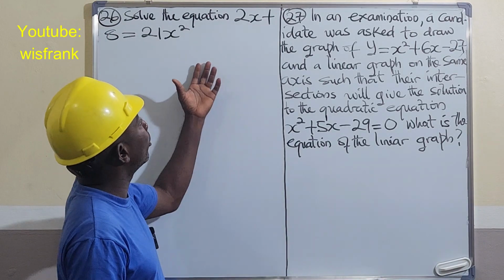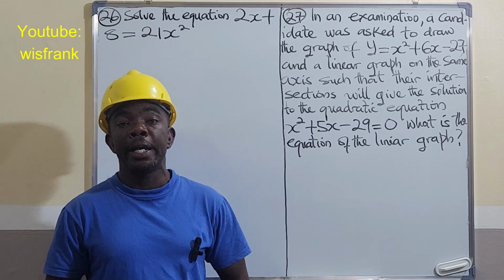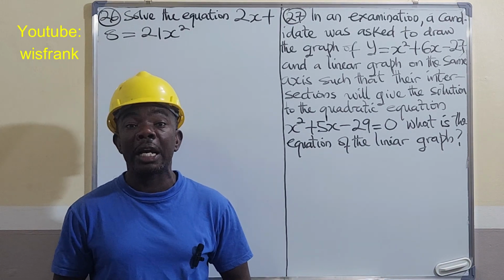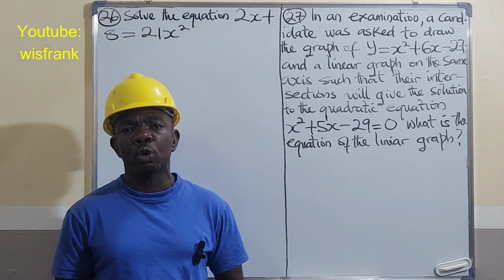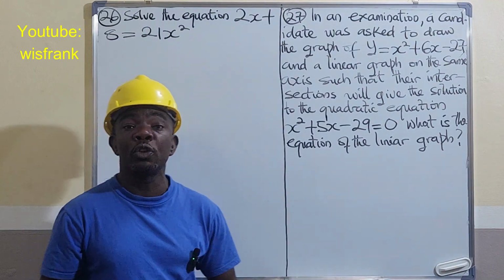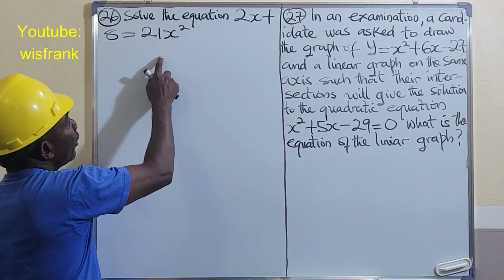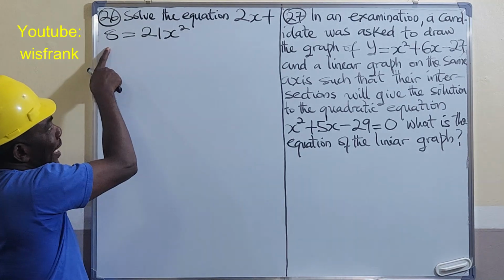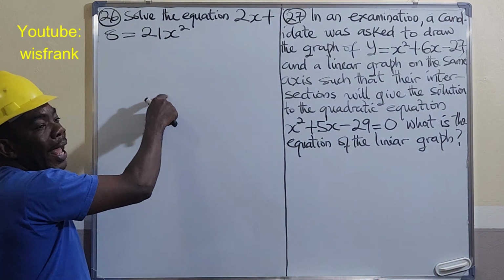Today we'll be looking at objective questions from the 2023 NECO General Mathematics Examination. And in this episode, we'll be giving solutions to questions number 26 to 30. Question 26 says, solve the equation 2x plus 8 equals 21x squared.